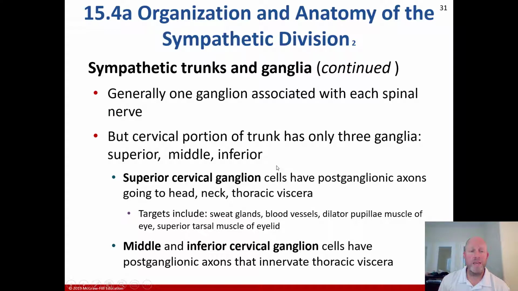With the sympathetic trunks and the ganglia, there's generally one ganglion associated with each spinal nerve, but the cervical portion of the trunk has only three ganglia: the superior, the middle, and the inferior. The superior cervical ganglion cells have postganglionic axons going to the head, the neck, and the thoracic viscera. The targets include the sweat glands, the blood vessels, the dilator pupillae muscle of the eye, and the superior tarsal muscle of the eyelid. The middle and inferior cervical ganglion cells have postganglionic axons that innervate the thoracic viscera.